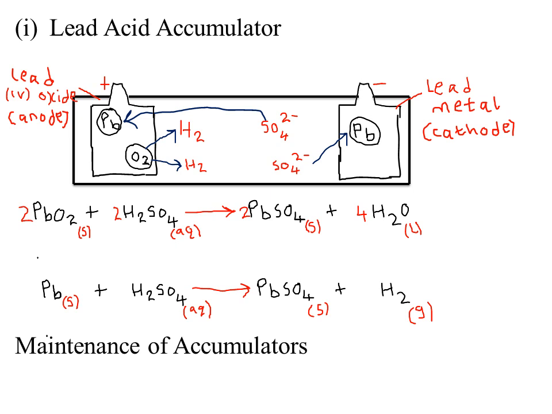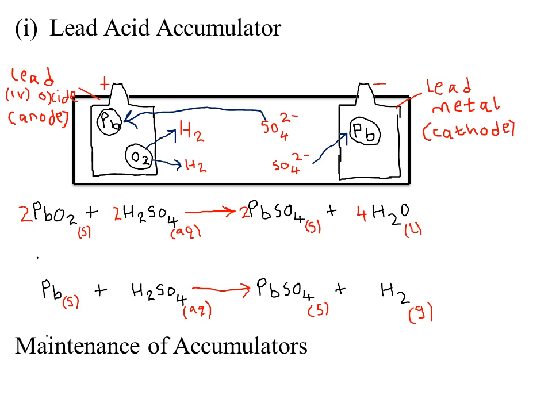Then the third way of maintaining an accumulator is that large currents should not be drawn from the battery for a long time. Why? Because this weakens the lead(IV) oxide and the lead in the mesh framework, causing them to fall off. So the plates then buckle.